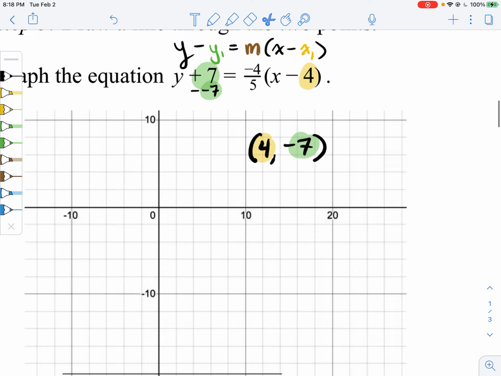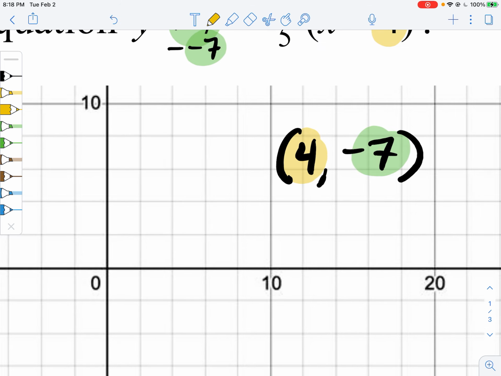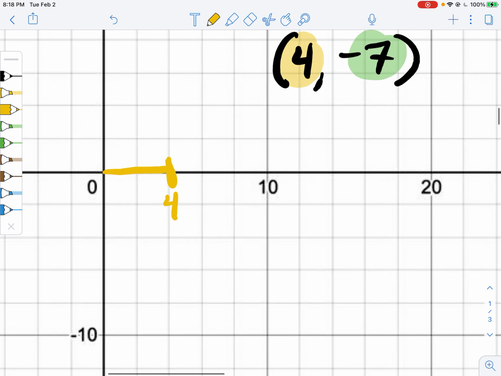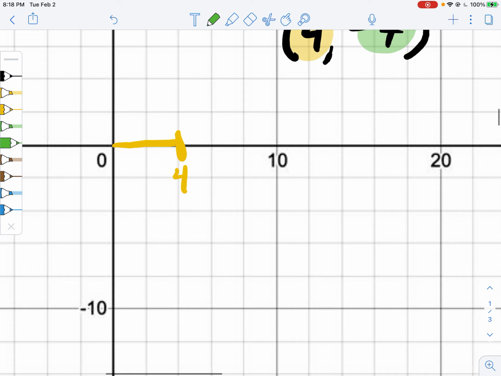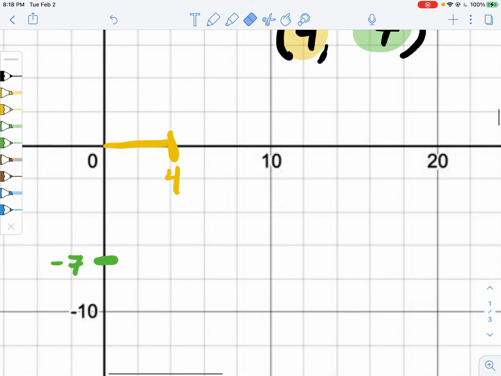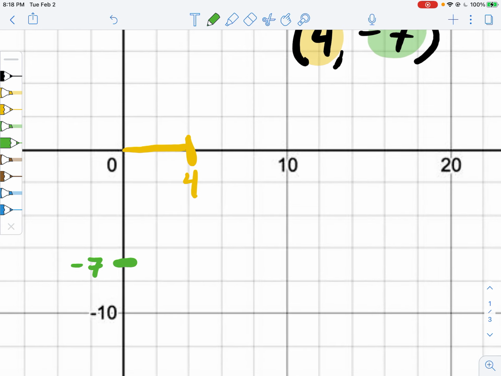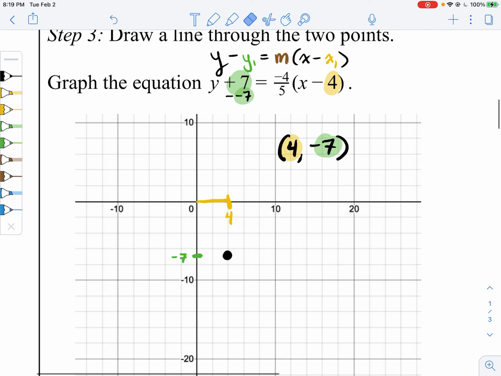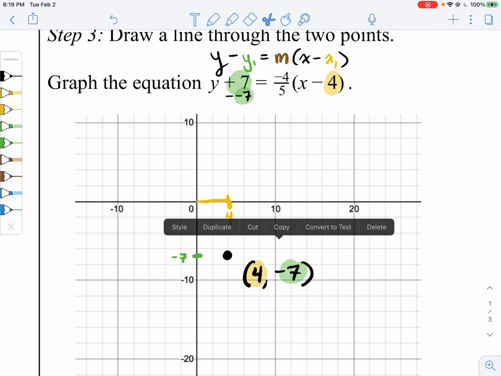Okay, once we find that, we've got to go find it. So I'm going to go over 4. That's 4. Oh, and down 7. I need to go down 7. Well, if that's 10, 2, 4, 6, 8, 7 is going to be between them. Of course, it's -7. Need to find where they intersect. So I went over 4, down 7. So our point starts out right there. There's our 4, -7. Okay, we've got our point.